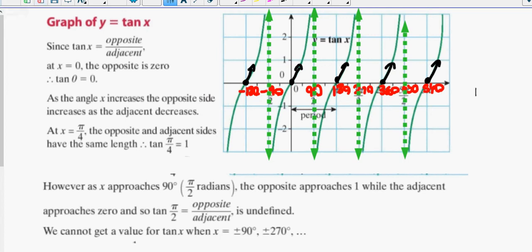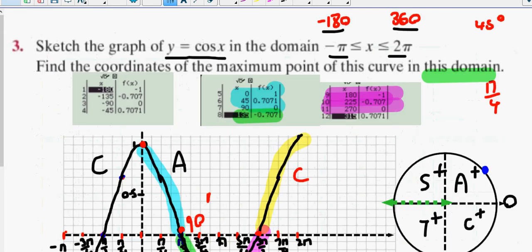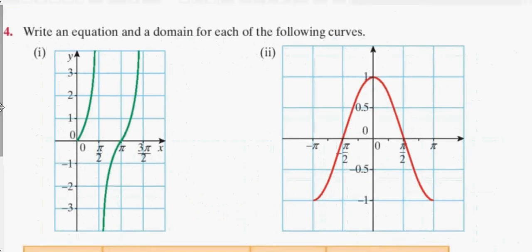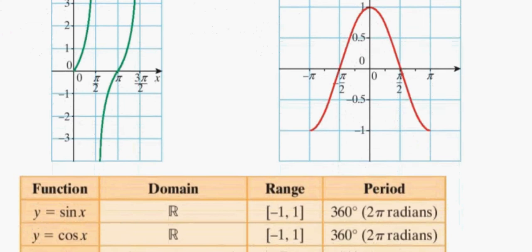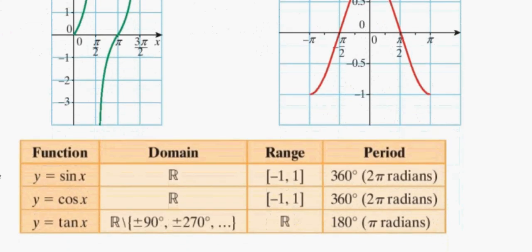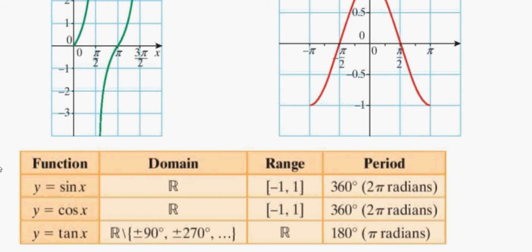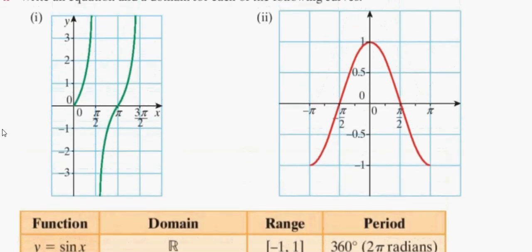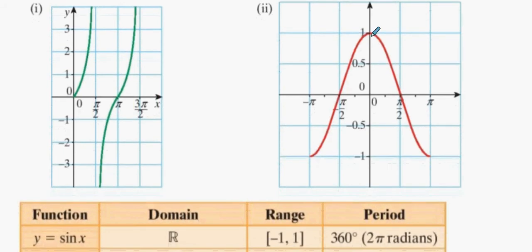So if we go to question 4 back here, we have this function here. Write an equation and the domain for each of the functions. Part 2, for instance, is a cos function. How do I know it's a cos function? It starts off at 1 and it's working its way downwards. Now, how do I know it's not a minus cos function?